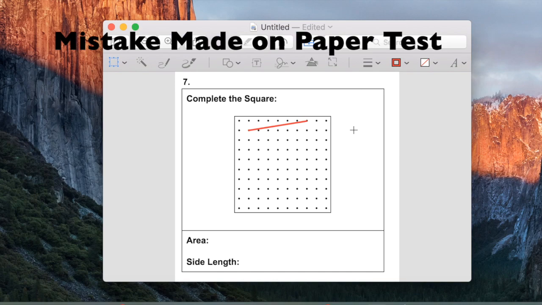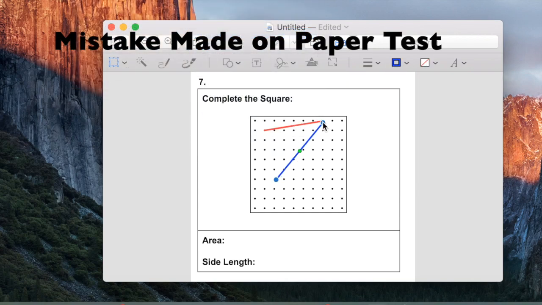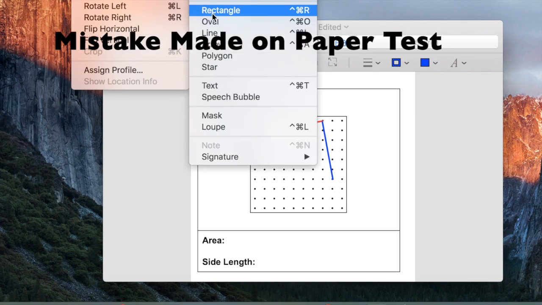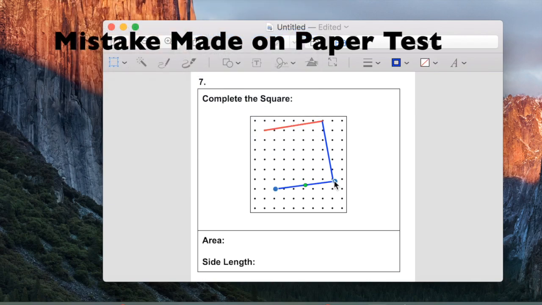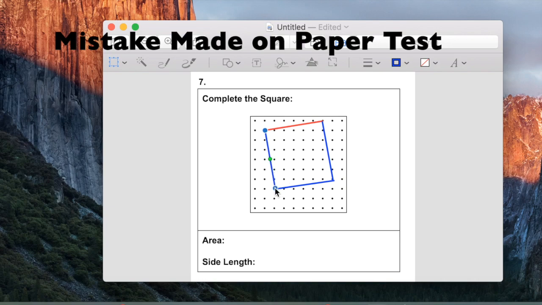Okay, so this is what you start off with, a line that looks very similar to this. And it says to complete the square. So to get all the points on this, you must complete drawing the square. So this is the first step to getting a 4 on this question. And then it says to find the area.